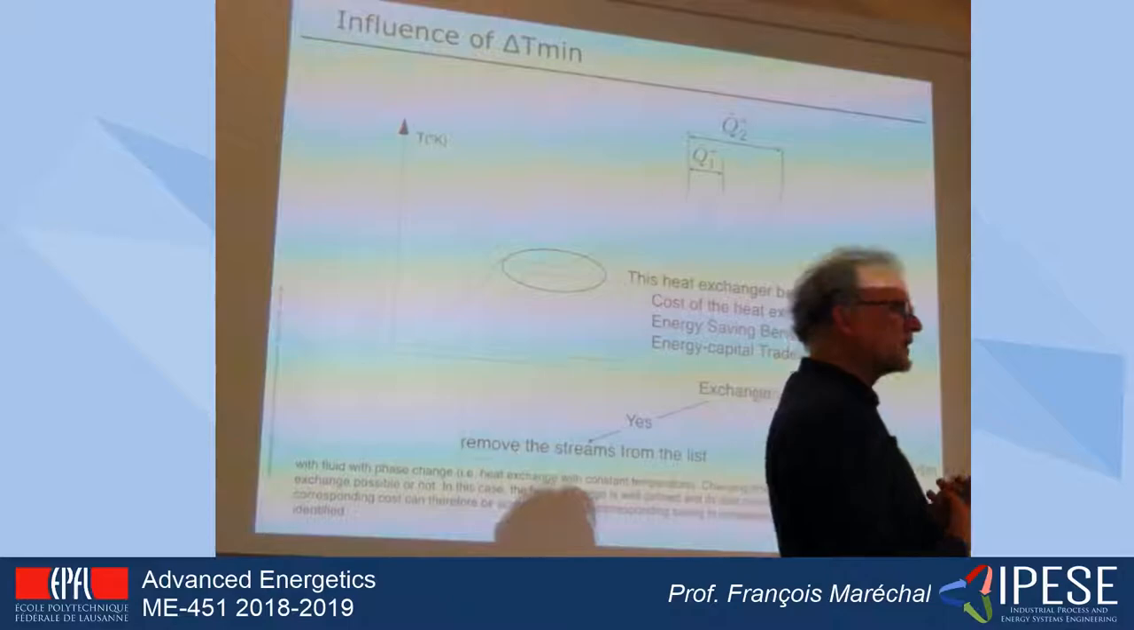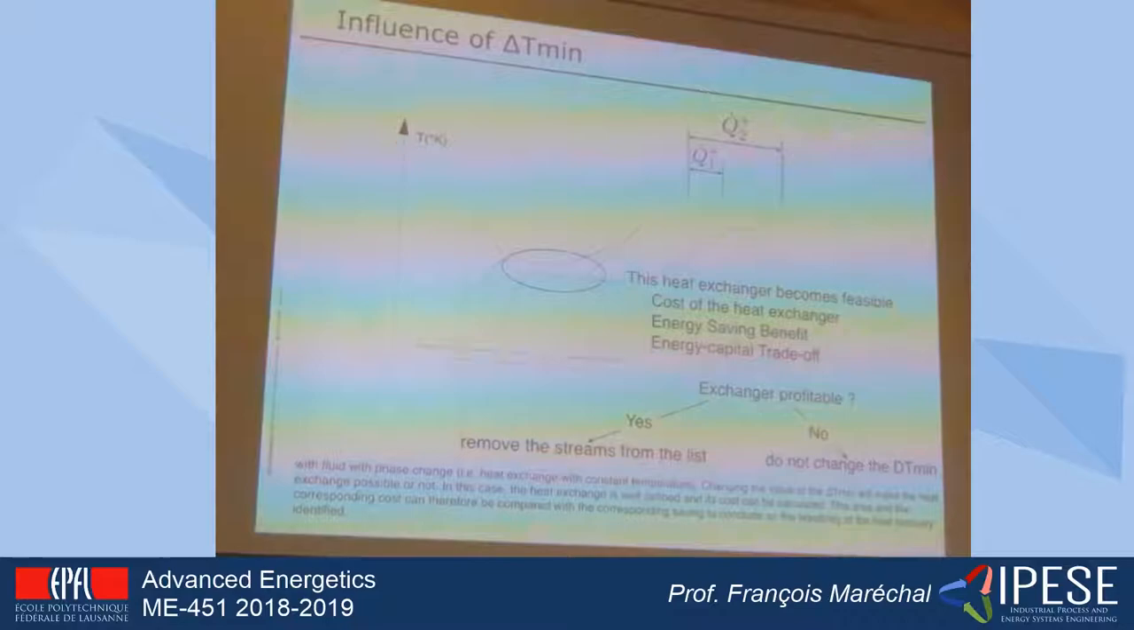In addition, when we are doing this, it might happen that some things will appear from the analysis. An example is seen here. With small values, this heat exchange is valid, and the exchange between this and this is compatible. With higher values, it's not possible anymore, right? So it means that this heat exchanger is directly identified because it appears to be feasible for small values of the delta T minimum and impossible otherwise.